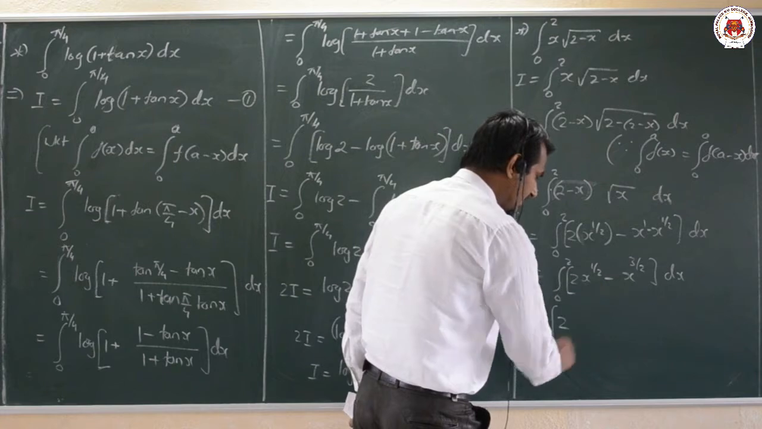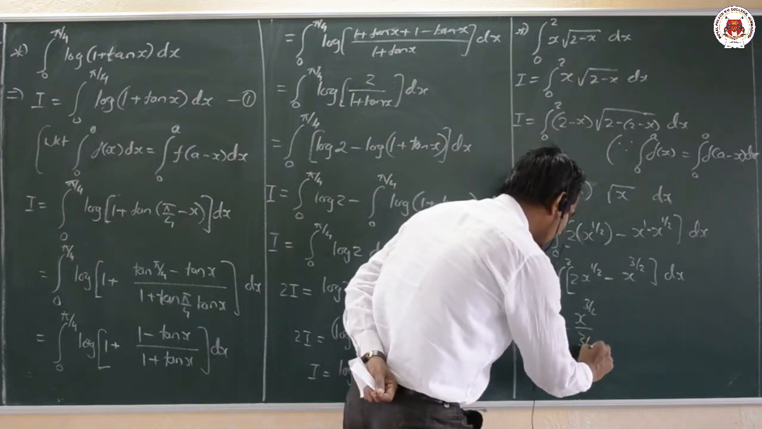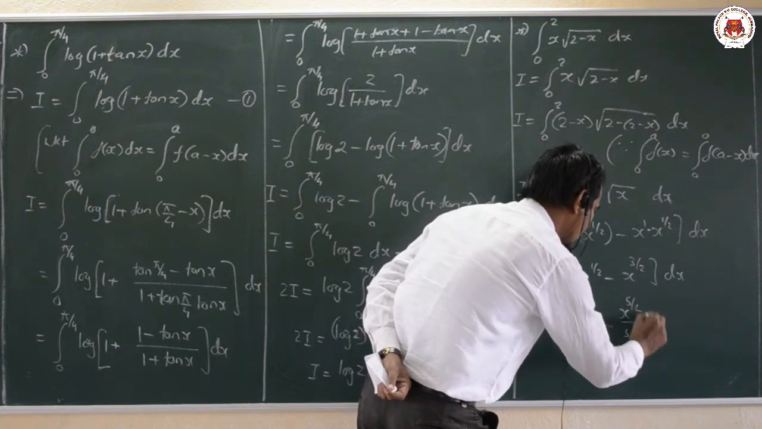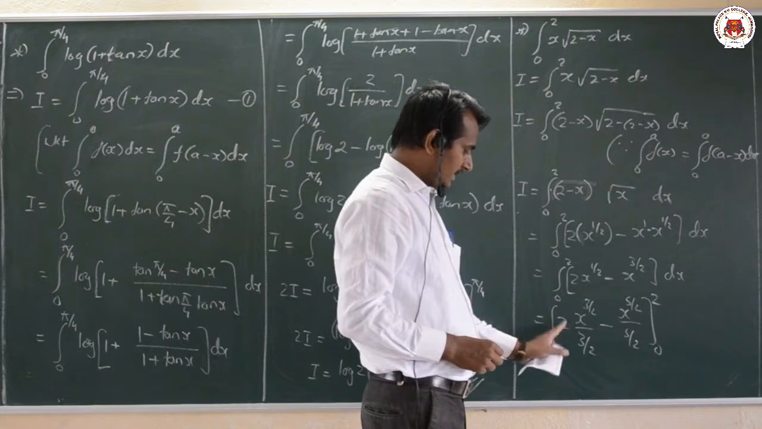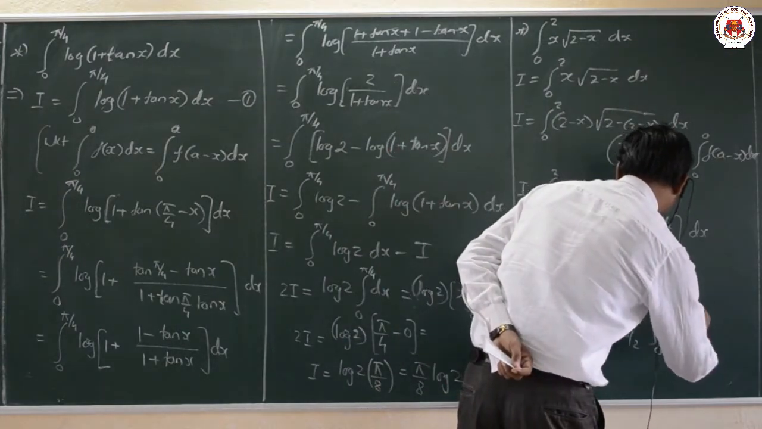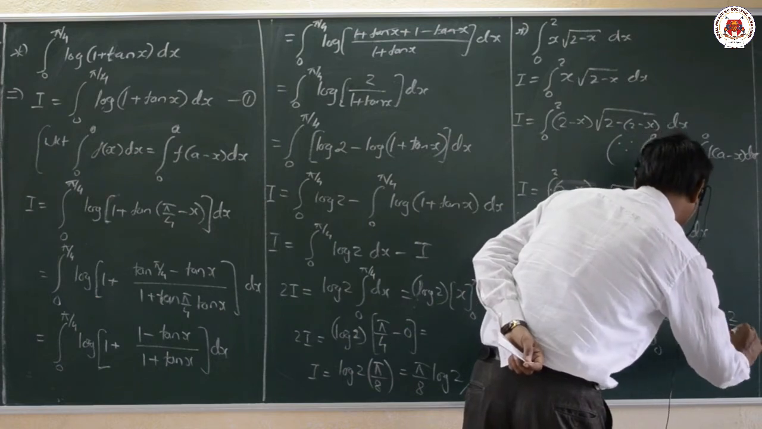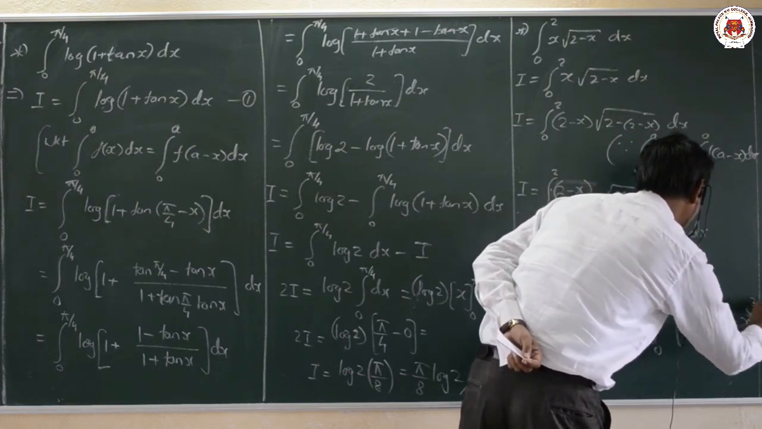What is the integration of x raised to 1 by 2? That is x raised to 3 by 2 divided by 3 by 2, minus x to the power of 5 by 2 divided by 5 by 2, between the limits 0 to 2. Now I will take the constants. So what we have is 4 by 3 x to the power of 3 by 2 minus 2 by 5 x to the power of 5 by 2, from 0 to 2.